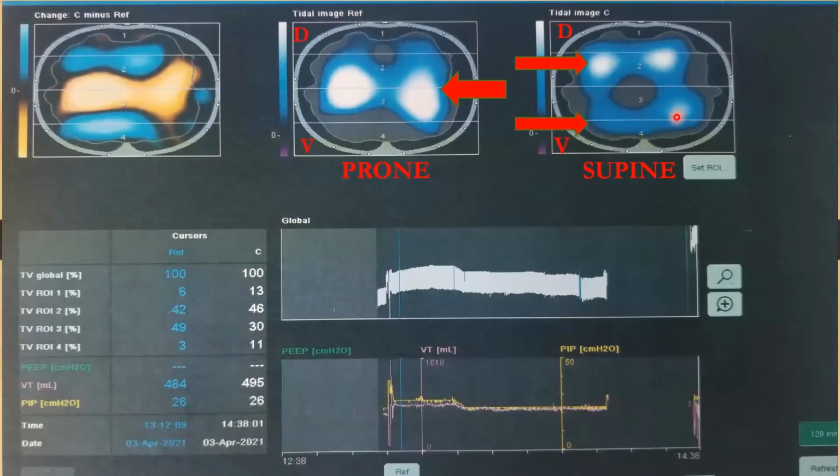Remember here, the air is kind of trapped, shown by the white intensity. And once we turned the patient, the loss of intensity here is because it was redistributed up here. So this orange represents the loss of distribution here, because of the redistribution to the ventral and dorsal area.